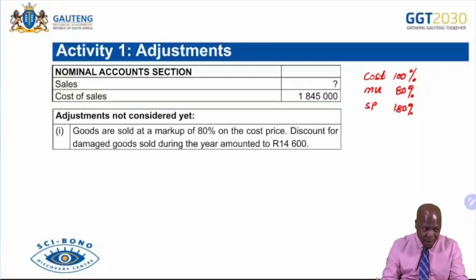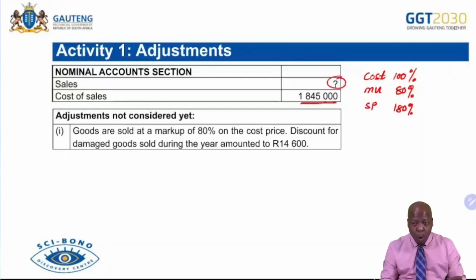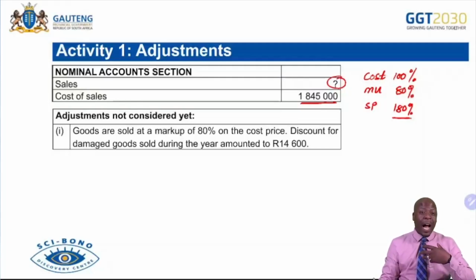In this case, we are given the cost, and the cost of sales is 1,845,000. So what exactly do we want? Because we are given the cost of sales here. Therefore, they want us to calculate sales. And in order for us to calculate sales, it is very easy, because you know that your sales is 180. So you then use either what we call the UK method, others call it what you want over what you have, but it simply calculates what you are missing.